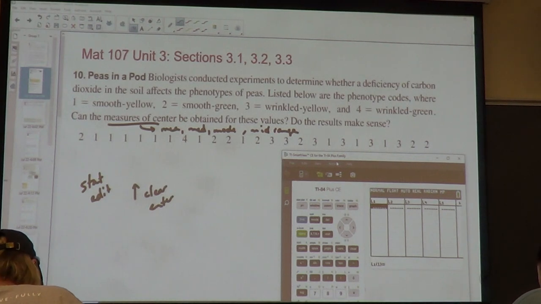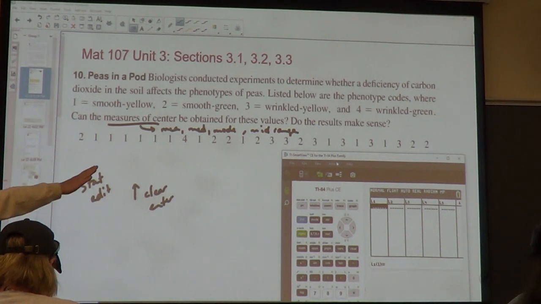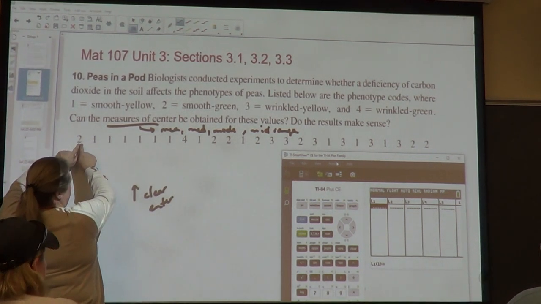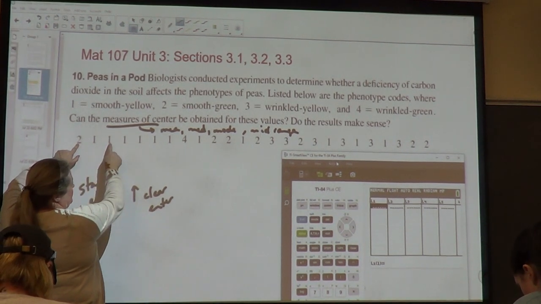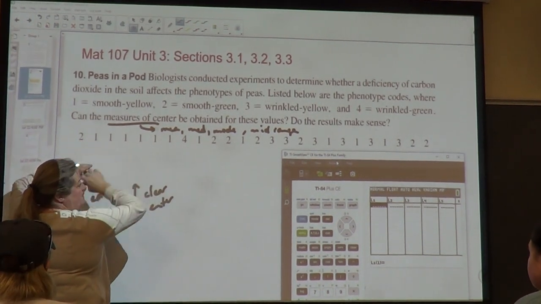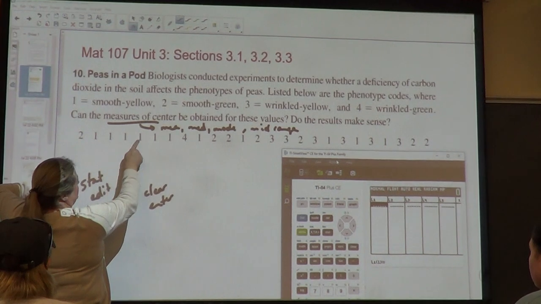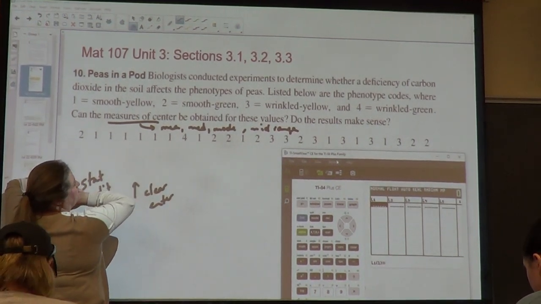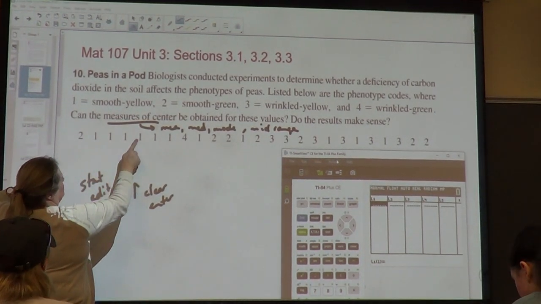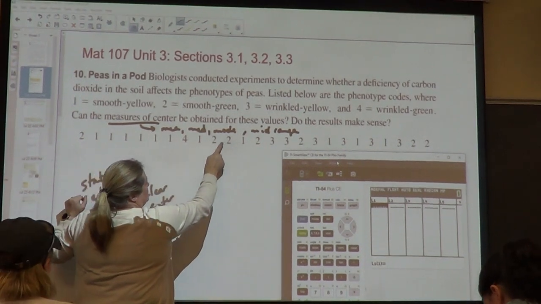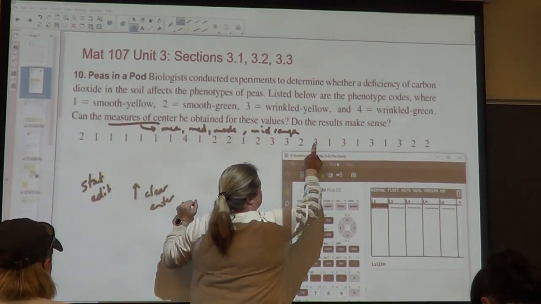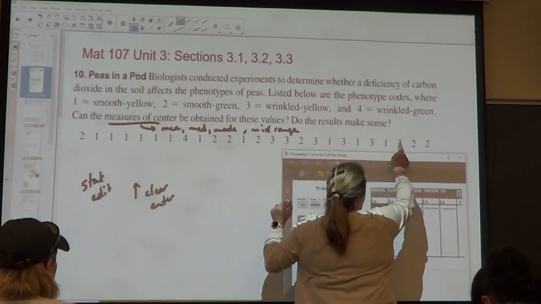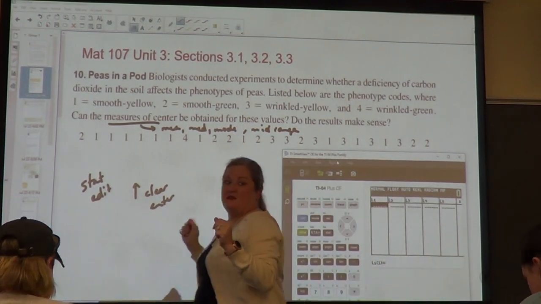Okay, now we're ready to put this data in there. You're going to type in the first number, enter, the next number, enter, the next number, enter. You're going to type in all of that data. There's 1, 2, 3, 4, 5, 6. There's 6 ones in a row. There's 25 pieces of data.